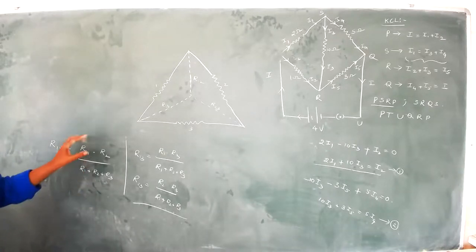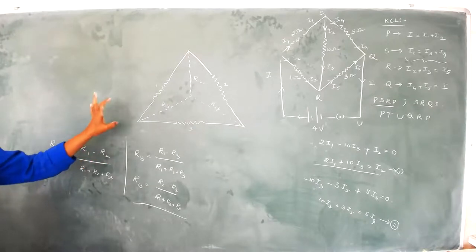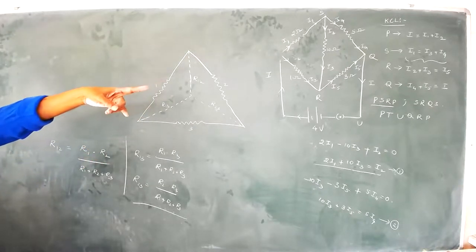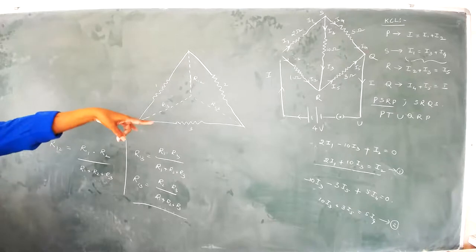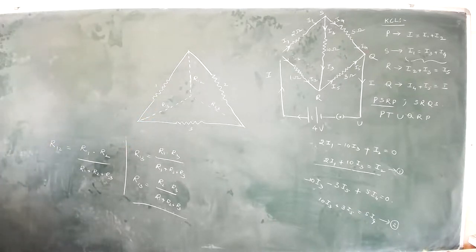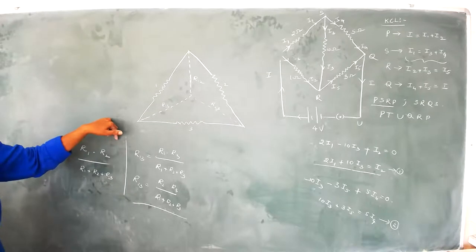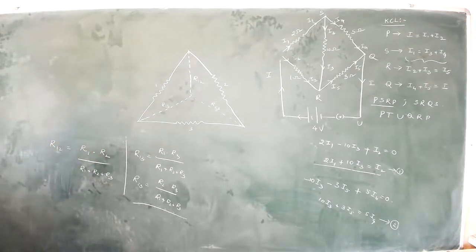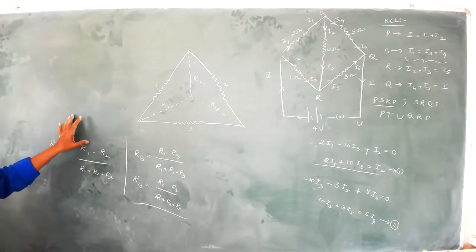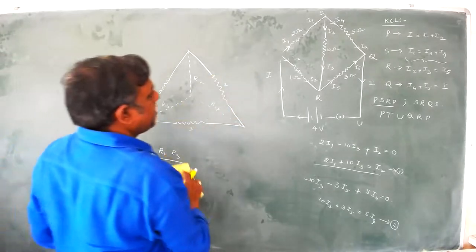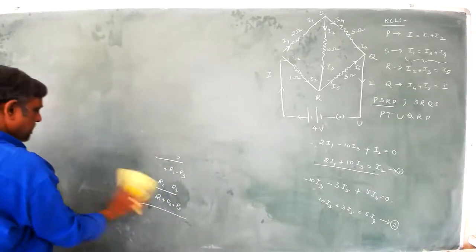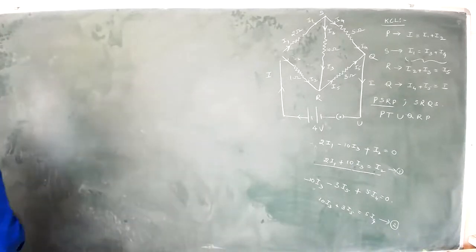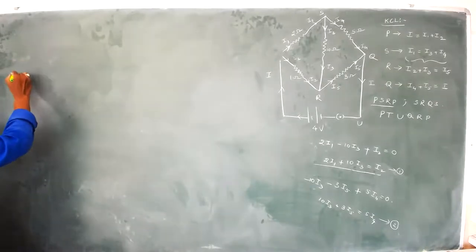Now we will apply this delta to star transformation in that problem. First, the people who have forgotten this, just note it down. Then we will take up this. I will draw this diagram once again.